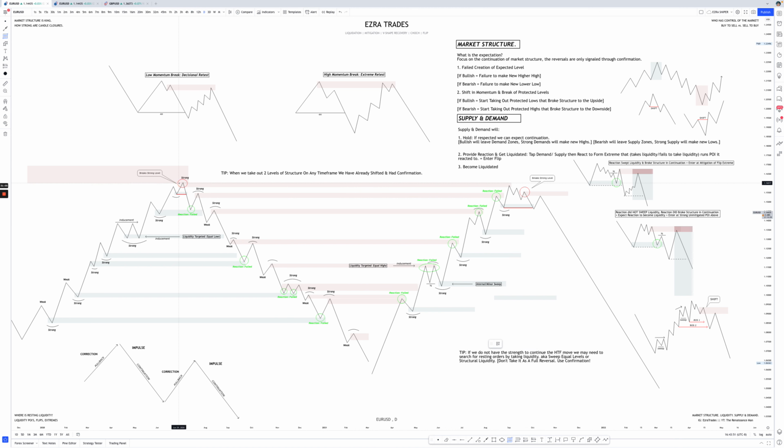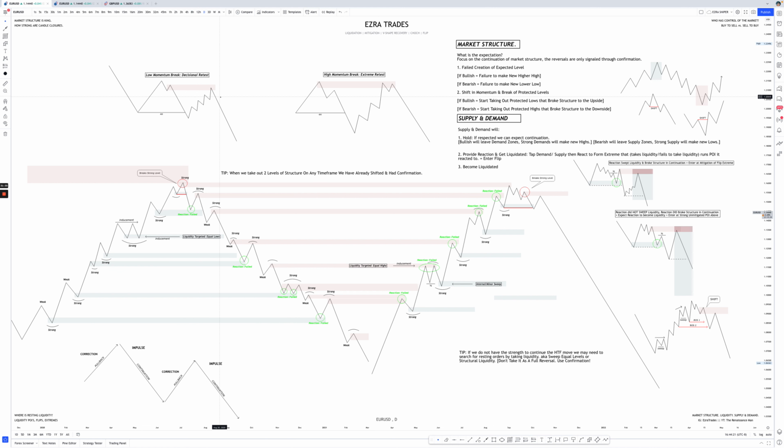Now, remember there's premium and discount pricing. So the idea is you don't want to take shorts from below in discount pricing. You want to take it from premium pricing, right? The same way that you don't want to buy in premium, you want to buy in discount. That's the same principle. We still have yet to match the higher time frame intention, which if you look back up here, depending on how the momentum is on the break of structure, we might look for something like this.